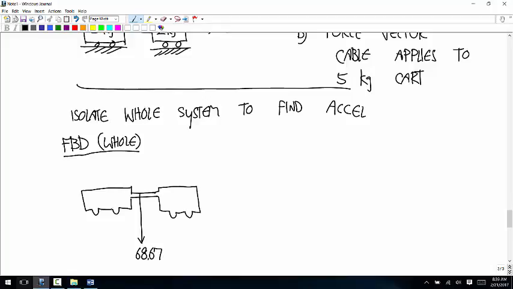And then there's a contact force with the ground. I guess I'll break that up into two. So we'll say there's one force on this cart, I'll call that N5. And then one force on this one, I'll call that N2. Then there's the applied force of 20 newtons. Any other forces?